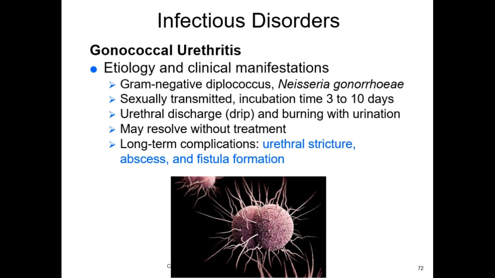So gonococcal urethritis is caused by a diplococcus known as Neisseria gonorrhoeae. It's a great word. It's sexually transmitted. There could be no symptoms at all with this. Some people will have it and have no idea. But in some cases, there can be a urethral discharge and a drip, burning with urination. And potentially, if it goes untreated, urethral strictures, abscesses, and fistulas could form as a result of that.